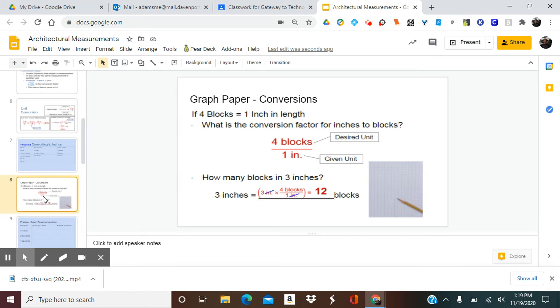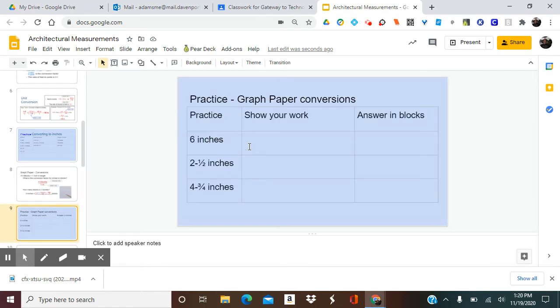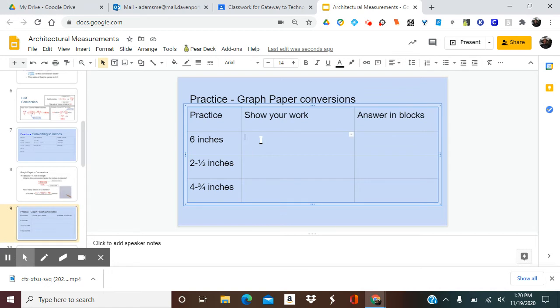Okay, so if we were doing that for green architecture, I would probably do 1 foot equals 4 blocks. So that would be 3 feet would be 12 blocks. Okay. So then how are you going to do that in here? So show the practice graph paper conversion. So 6 inches, so 6 times 4 blocks equals how many blocks? So you need 24 blocks to make 6 inches.